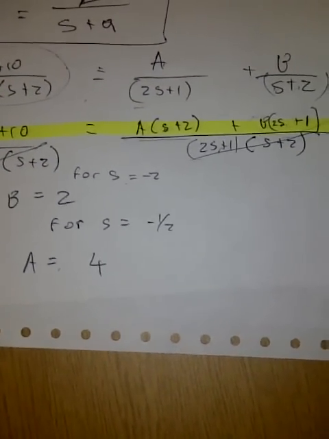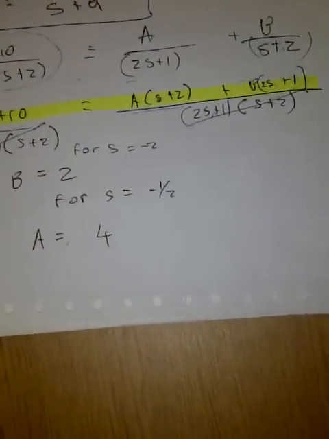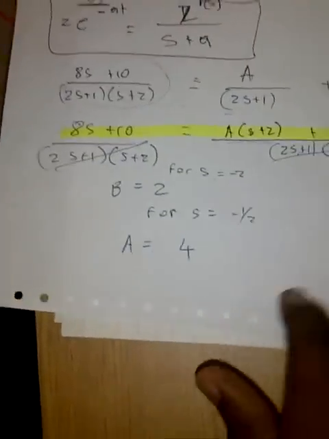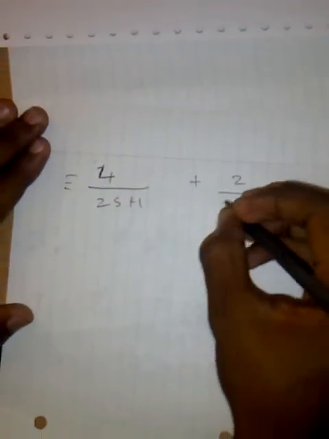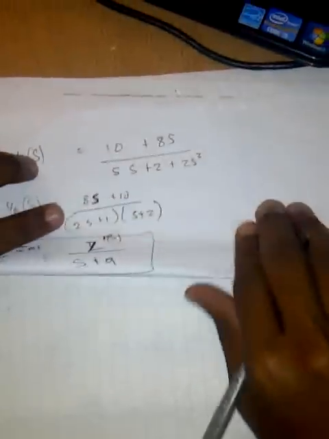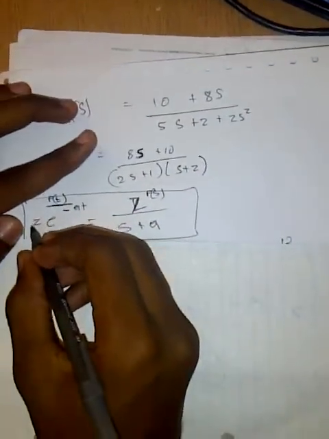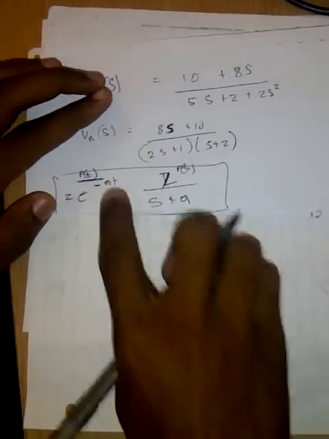Now what we're going to do after that is just put it into the form that it needs to be in. So the equation is going to be 4 over 2s plus 1, plus 2 over s plus 2. But as we said before, we want to get it back to this form right here, the f of t form.